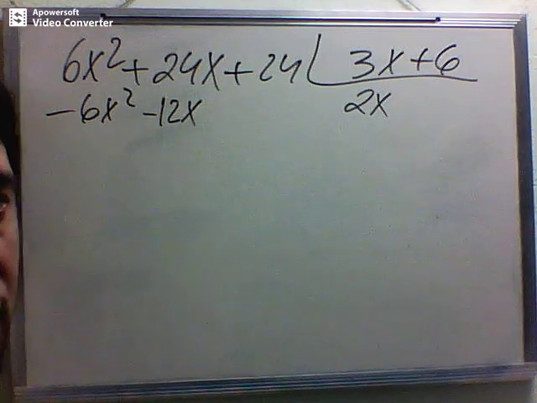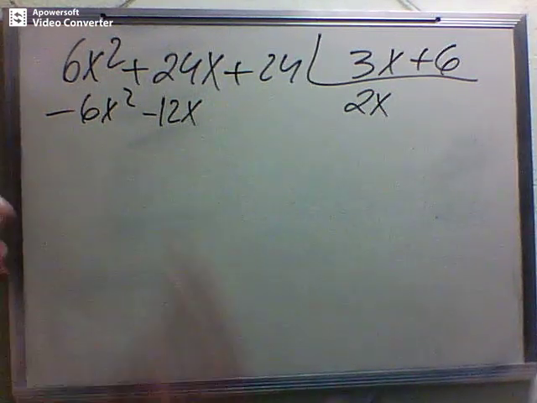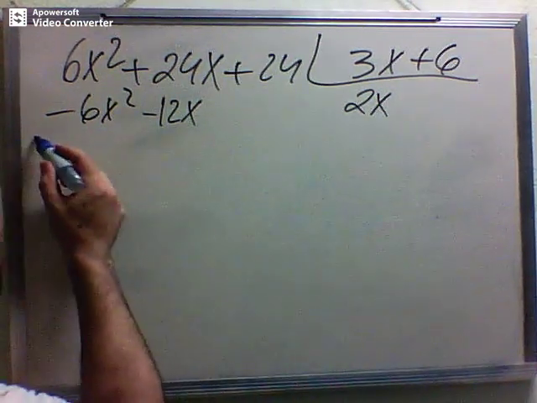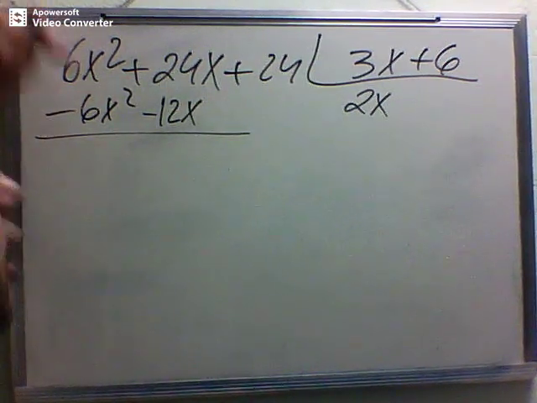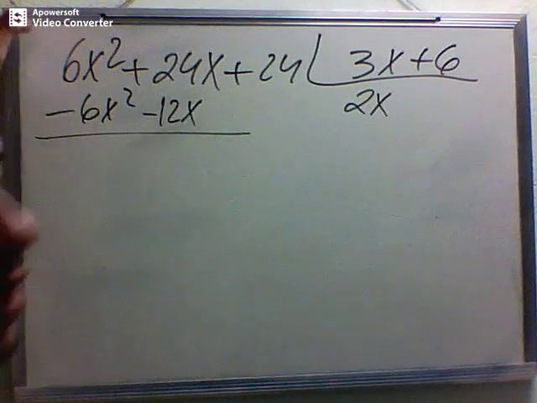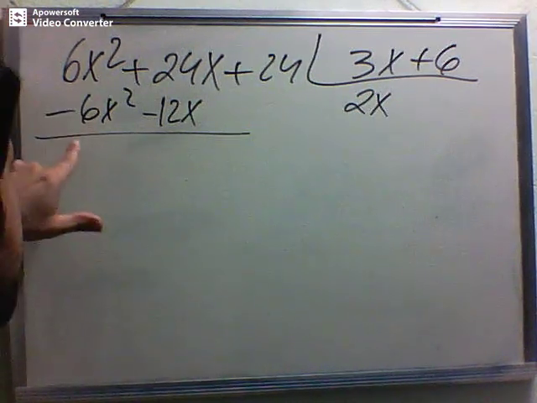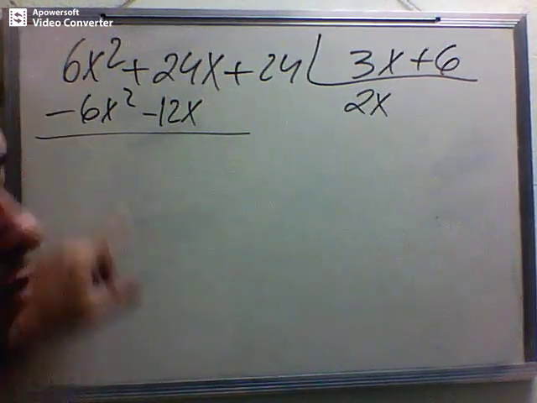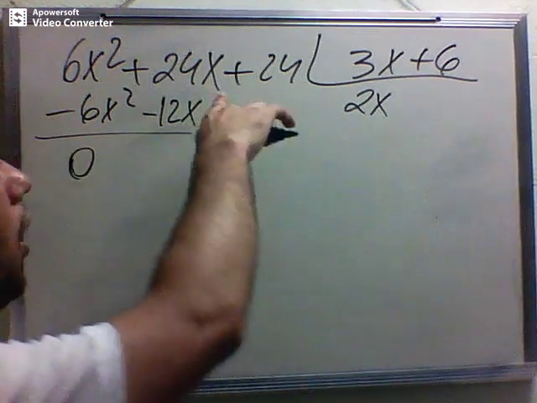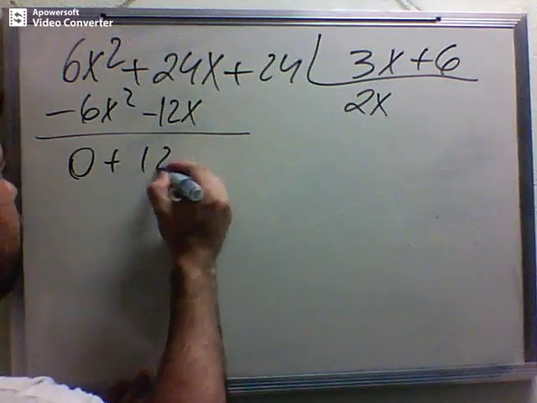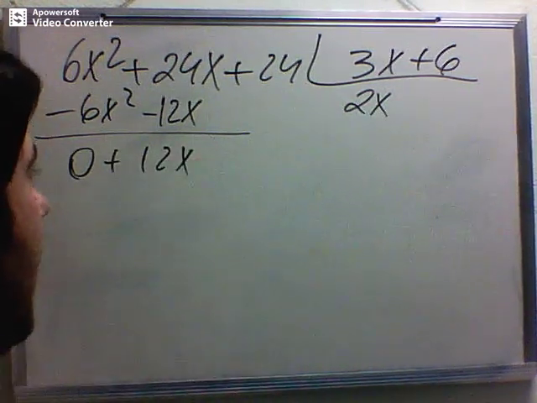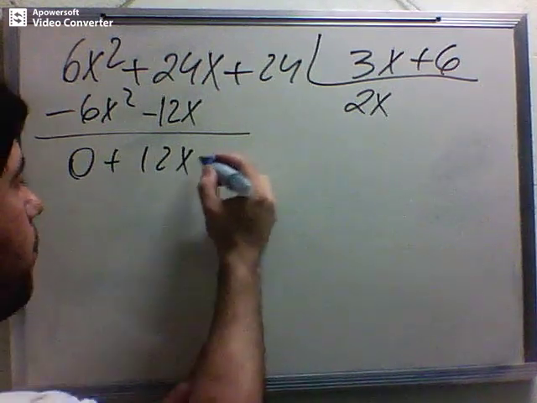Did you see how easy it is? Okay, did you see the magic? So what we need to do here now is to simply subtract one from the other. 6x squared minus 6x squared is 0. Positive 24x minus 12x is positive 12x. And we pass this below here.